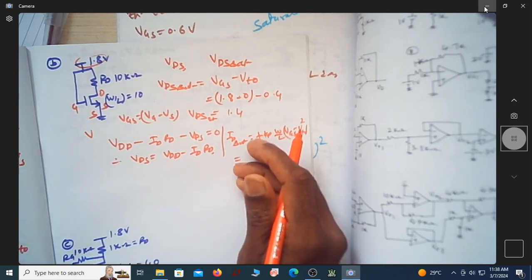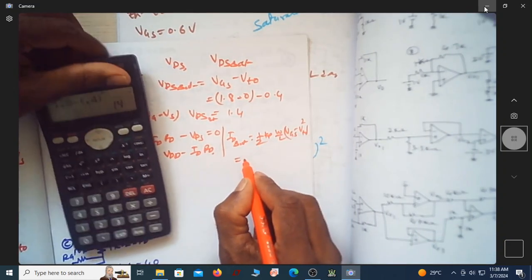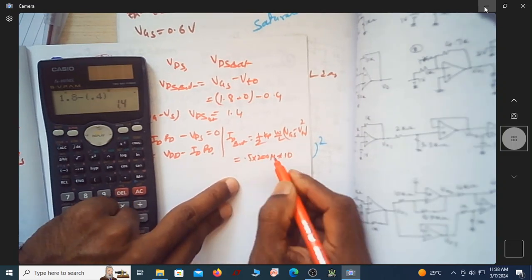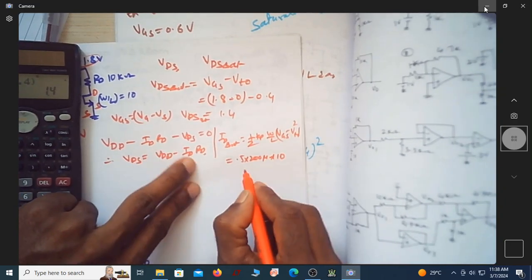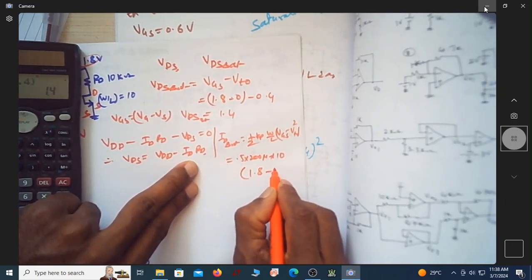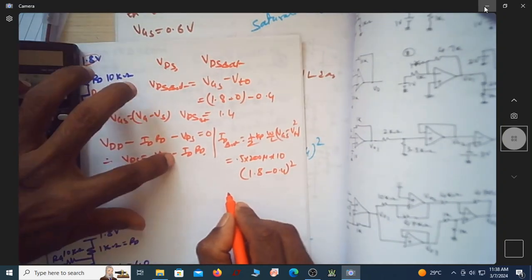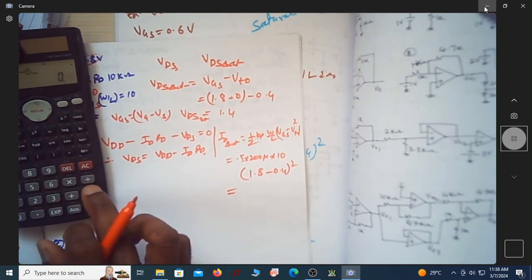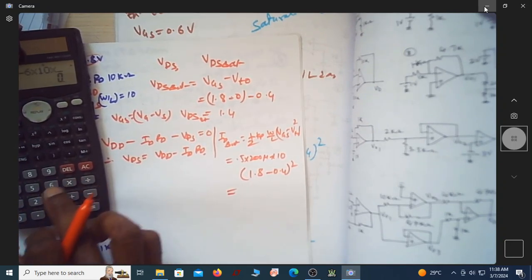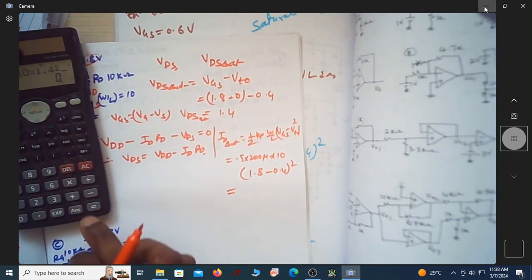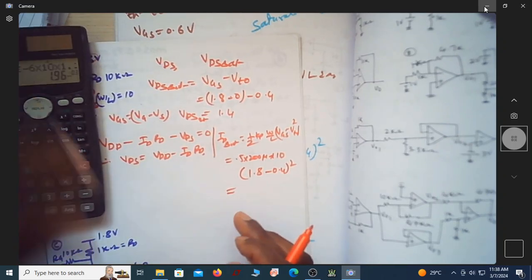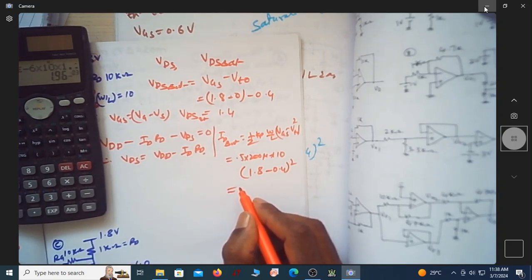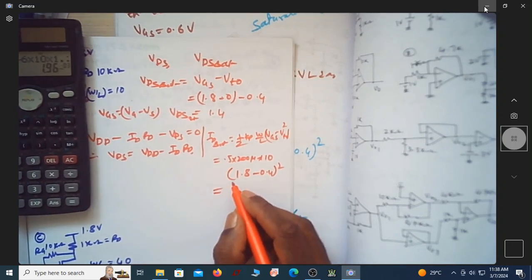So let me substitute those values and then find out. It's actually now 0.5 into 200 micro into 10, that is W by L is given as 10, and VGS is 1.8 minus 0.4 whole square. So let me find out how much is ID. It is now 100 exponential minus 6 into 10 into 1.4 whole square. So now the current is how much?